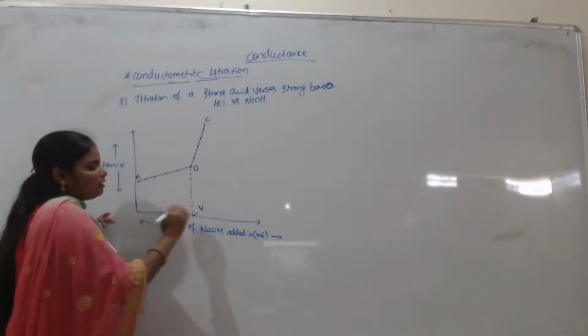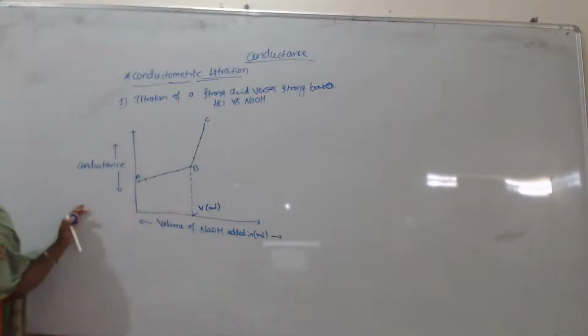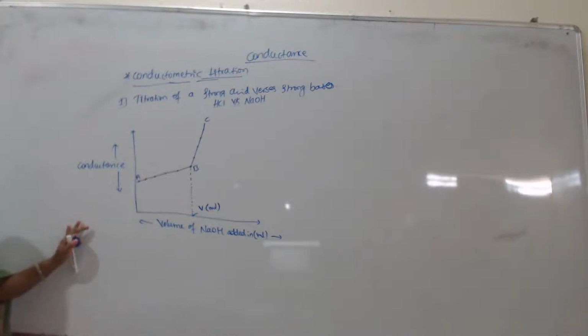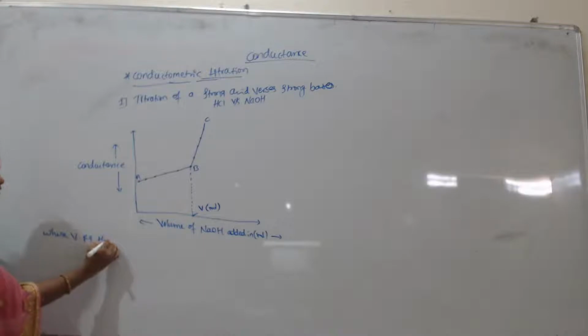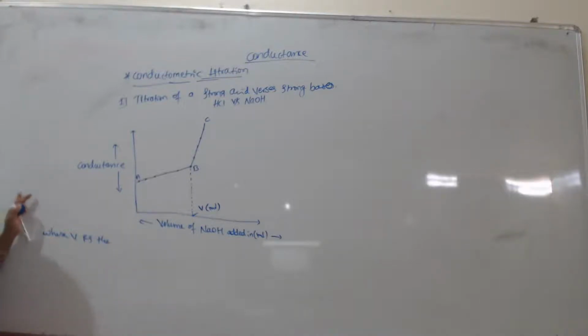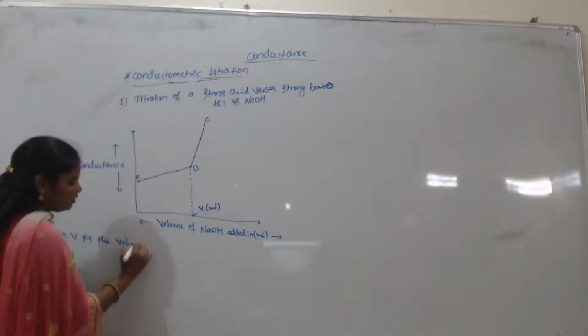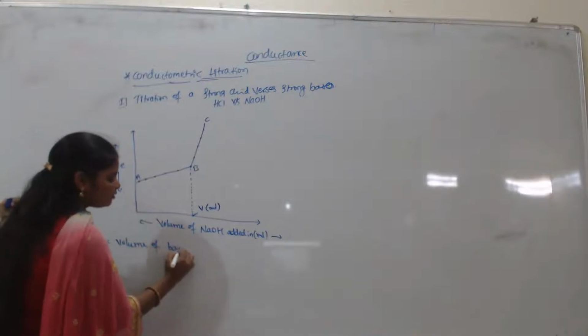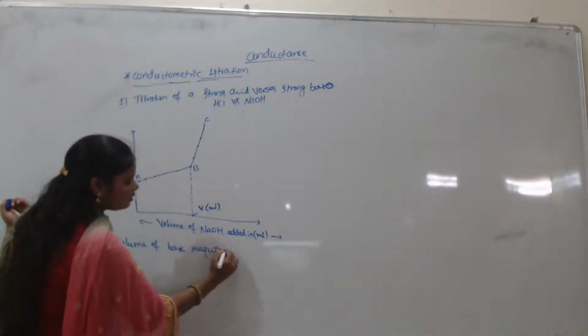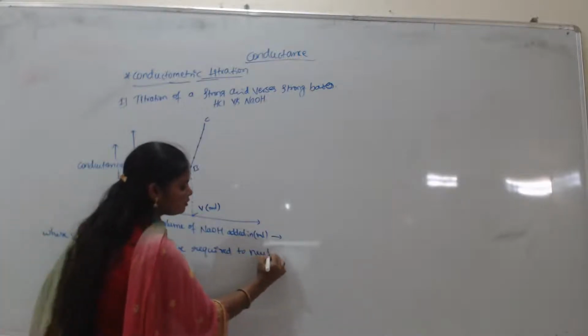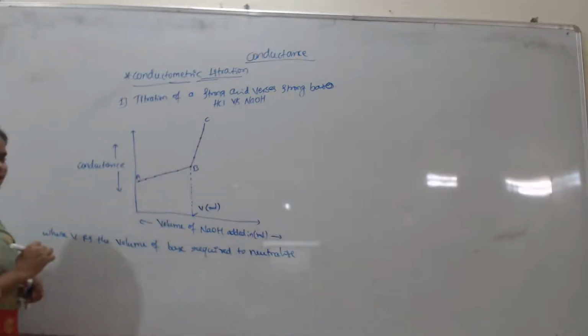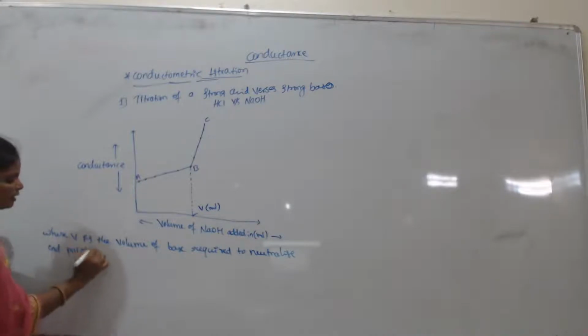This is V. That V is the volume of base required to neutralize the acid solution at the end point.